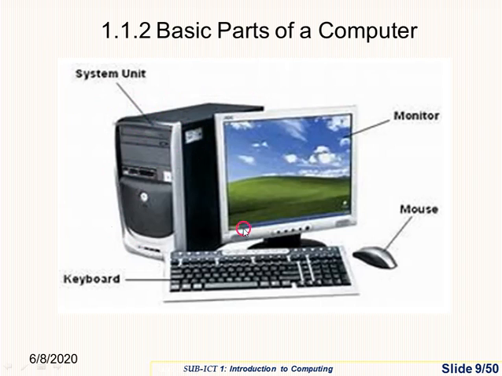Then we have the monitor. As you can see there, we have the keyboard, and lastly we have the mouse. So those are the 4 basic parts of the computer. So what do they do? What are their functions?